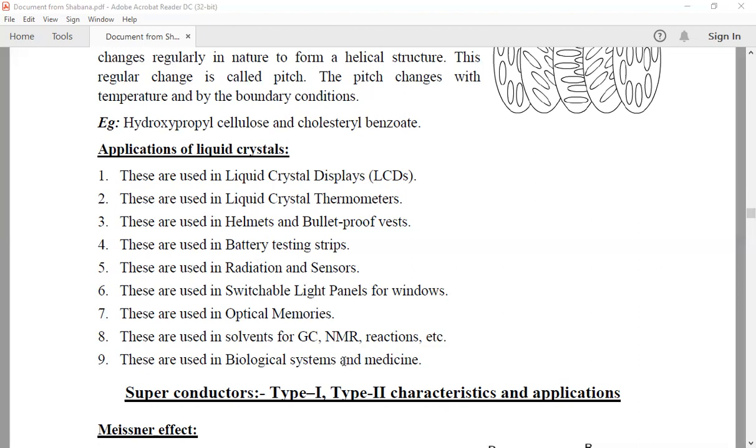So this is about the brief introduction of liquid crystals, types of liquid crystals, and applications of liquid crystals.